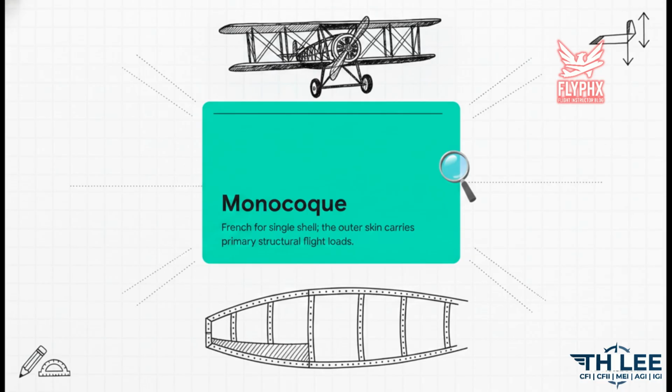Now, older, vintage training aircraft often use this heavy open truss structure made of welded steel or aluminum tubing. But modern aviation engineering has seriously evolved. Today's planes typically use a highly efficient monocoque, which is actually French for a single shell, or a semi-monocoque design. In a monocoque structure, the aircraft relies almost entirely on its meticulously riveted outer skin to carry the primary structural flight loads. It's incredibly clever because it drastically reduces the weight of the aircraft while maintaining just immense structural strength.